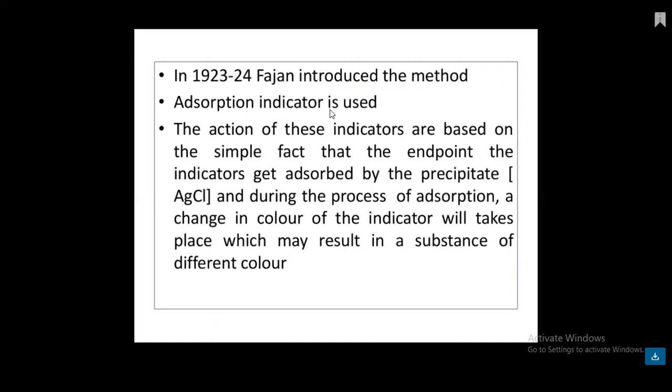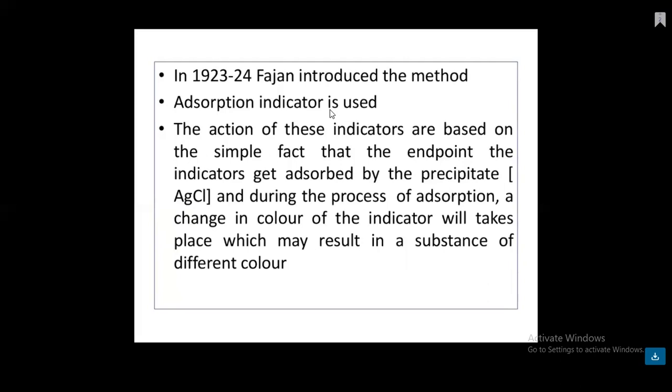And what is the difference here in case of the Fajan's reaction? The indicator used is an adsorption indicator. Basically when the precipitate is formed, the indicator in the last adsorbs on the outermost layer of the precipitate, and by adsorbing, it changes the color of the precipitate. So the indicator in this condition changes the color of the precipitate. The indicator will not change its own color. It changes the color of the precipitate by the process of adsorption.